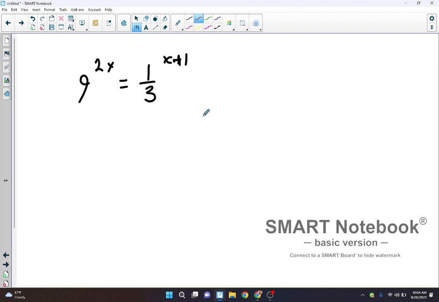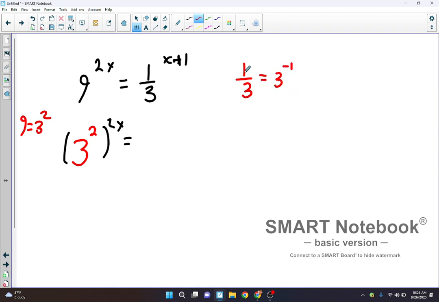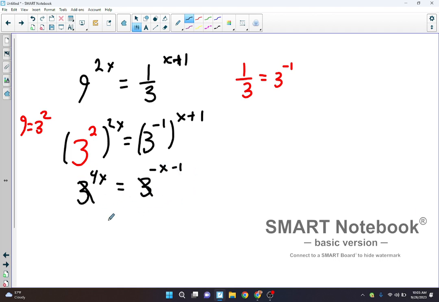You make the bases the same. The best thing to do is make them both 3, okay? So to make a 9 a 3, good, because 9 is 3 squared. So I'm going to rewrite this as 3 squared to the 2x. While here, 1/3, excellent, 3 to the negative 1 power. So it's going to be 3 to the negative 1 to the x plus 1. Once that, you could just distribute. And then cross those out and solve.